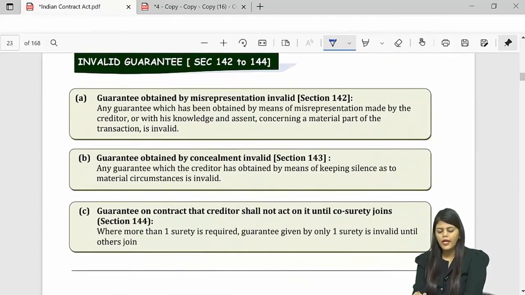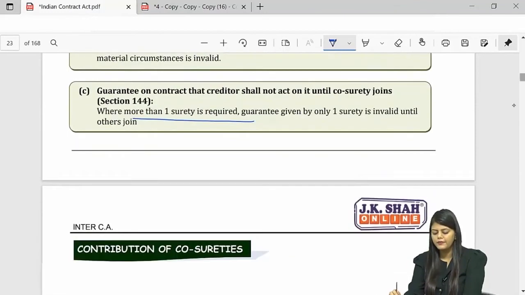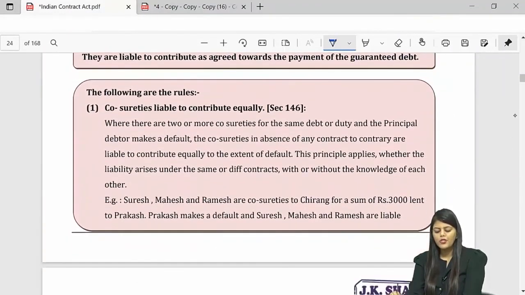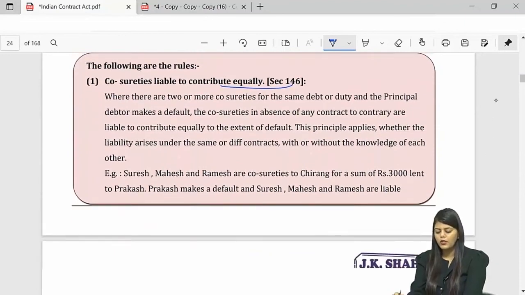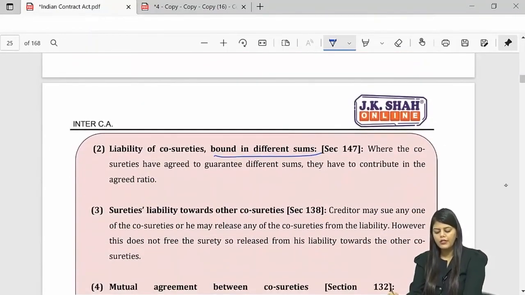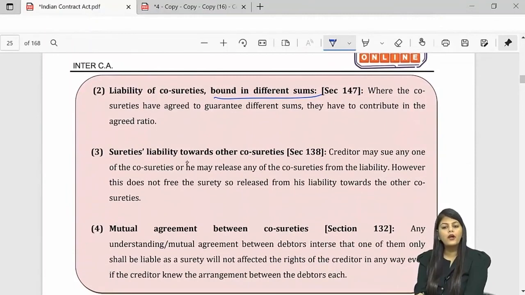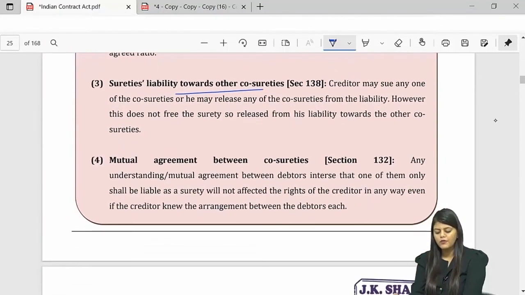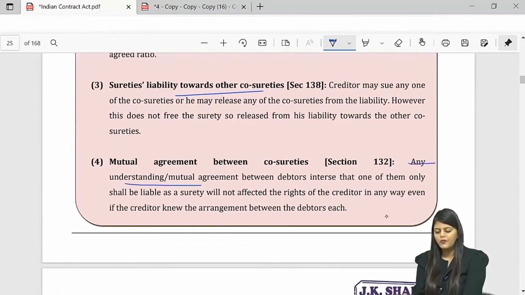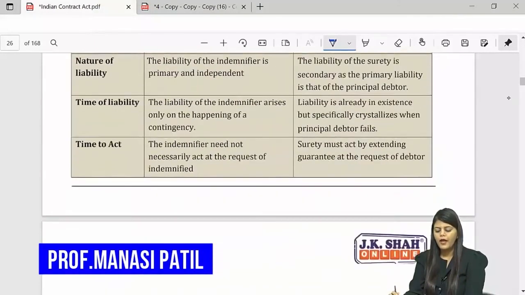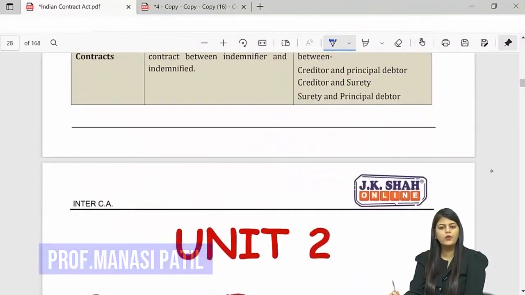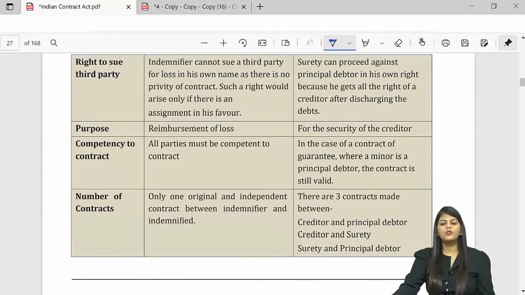We saw 3 invalid guarantees: misrepresentation, fraud, and if you require multiple guarantors and only one has come, it's invalid. Contribution, we saw 4 points: equal, nothing given, or agreed ratio. If one is discharged, others are not discharged. An internal arrangement will not affect the rights of the creditor. And we saw the distinction between as well. Fine. So this was your Unit 1, indemnity and guarantee.